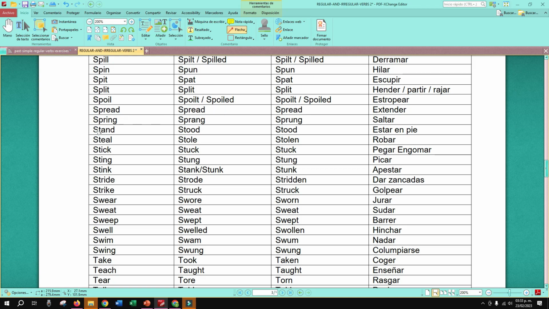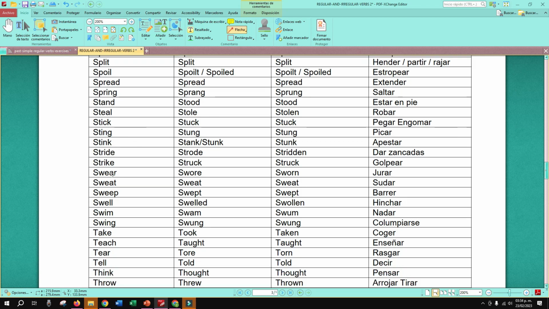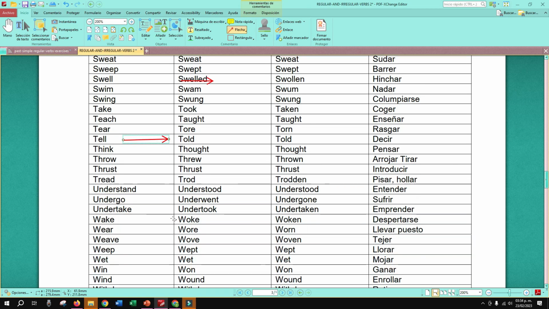Spread, spread, spring, sprung, stand, stood, steal, stole, stick, stuck, stink, stank. And also you have here strike, struck, sweep, swept, swell, swelled. That's another one. I don't know what happened here. Swing, swung, take, took, teach, taught, tear, tore, tell, told, right? Come on, I don't know what happened there.